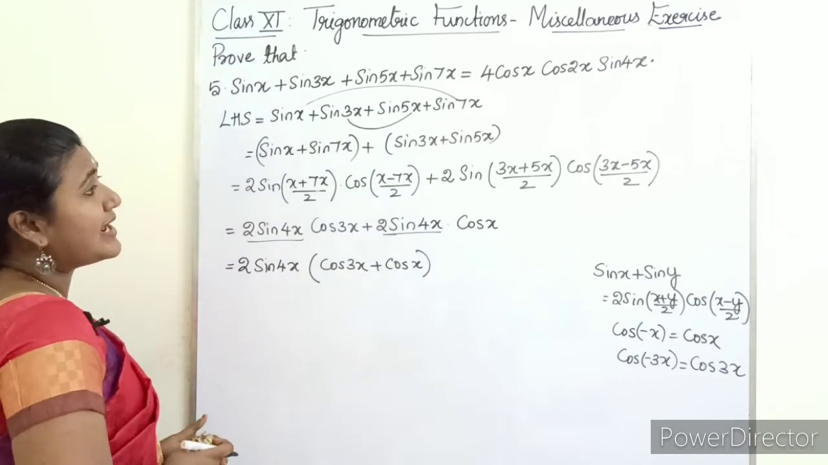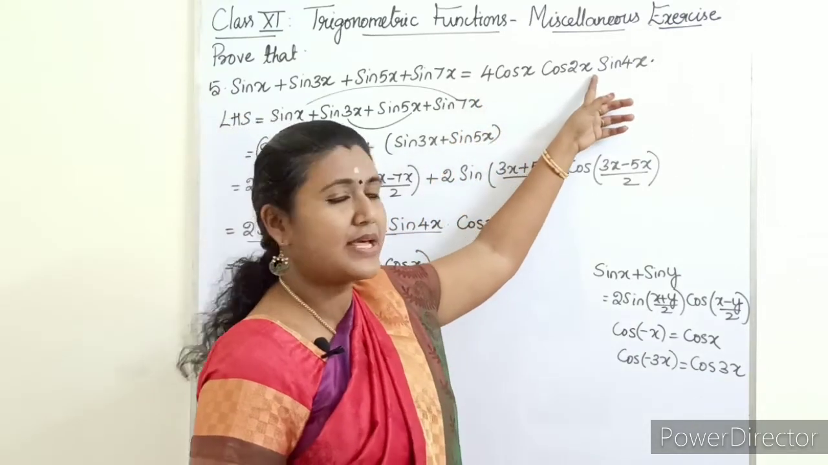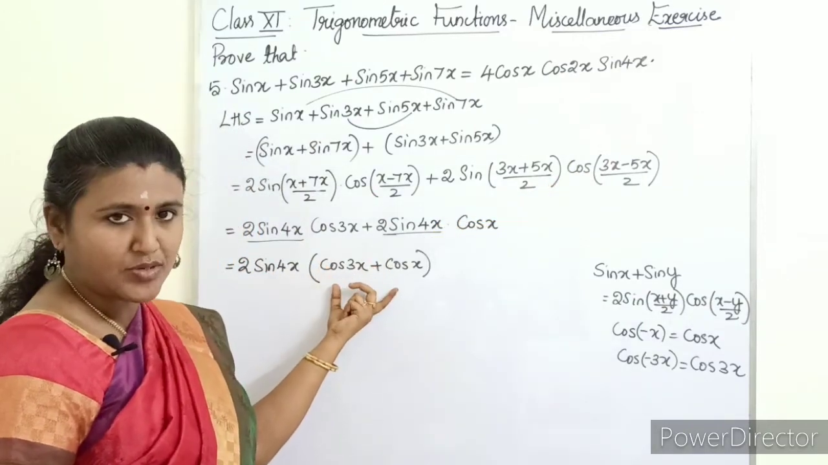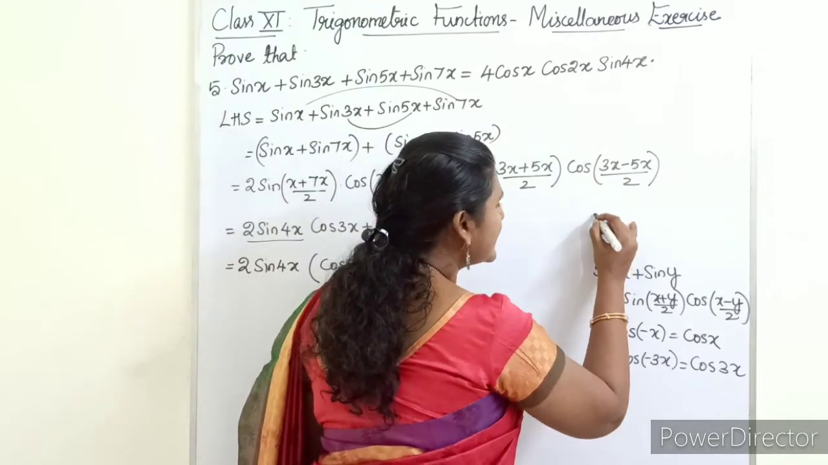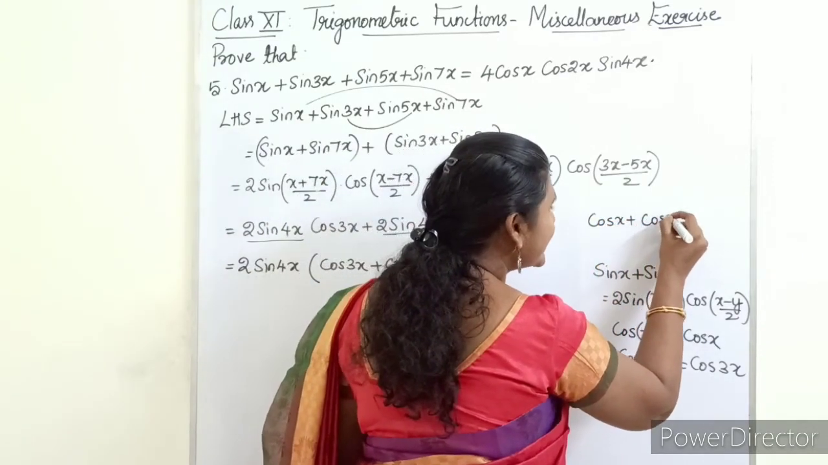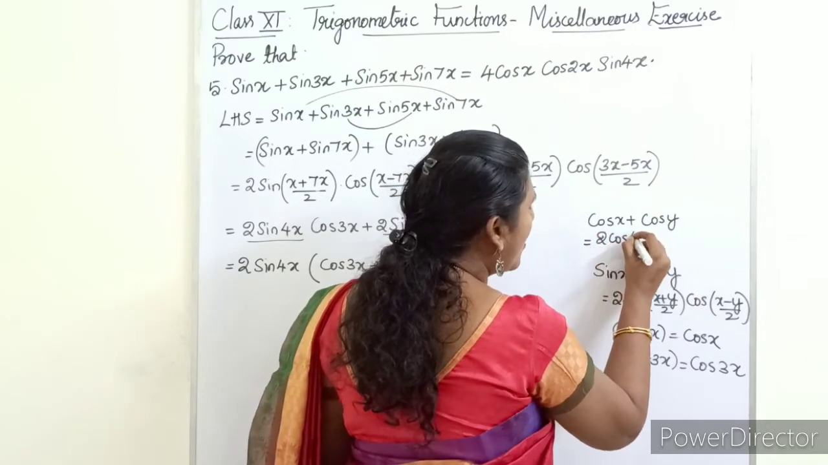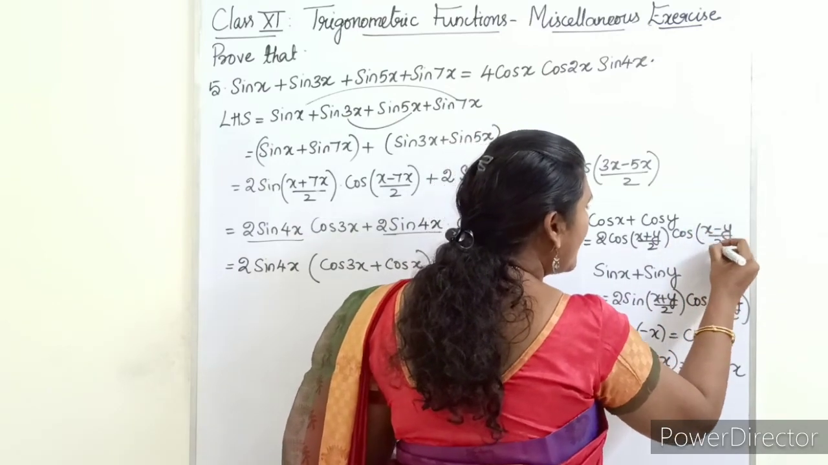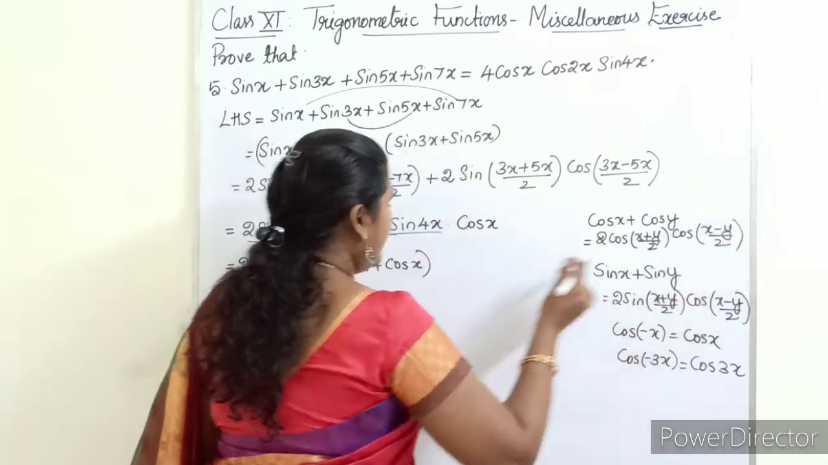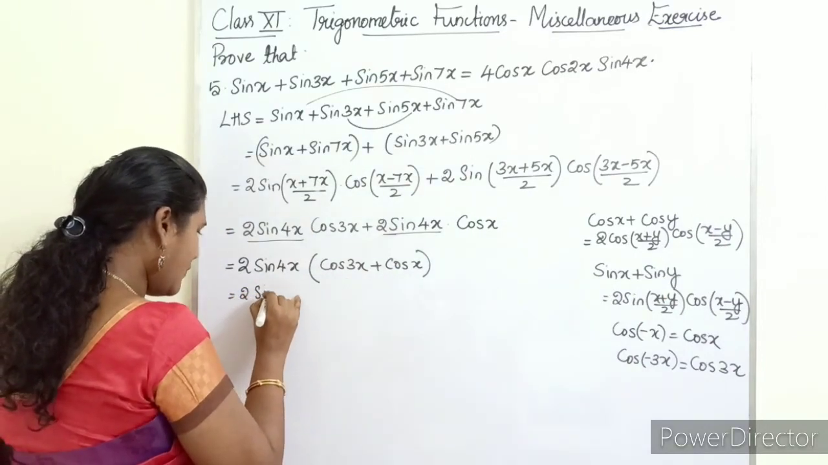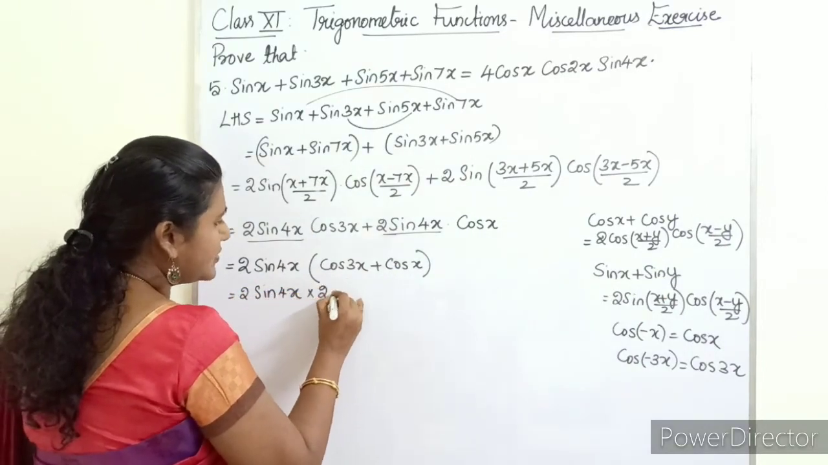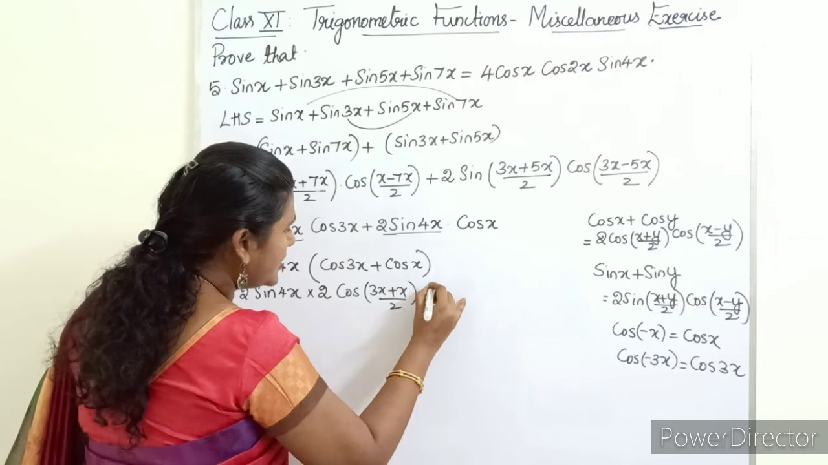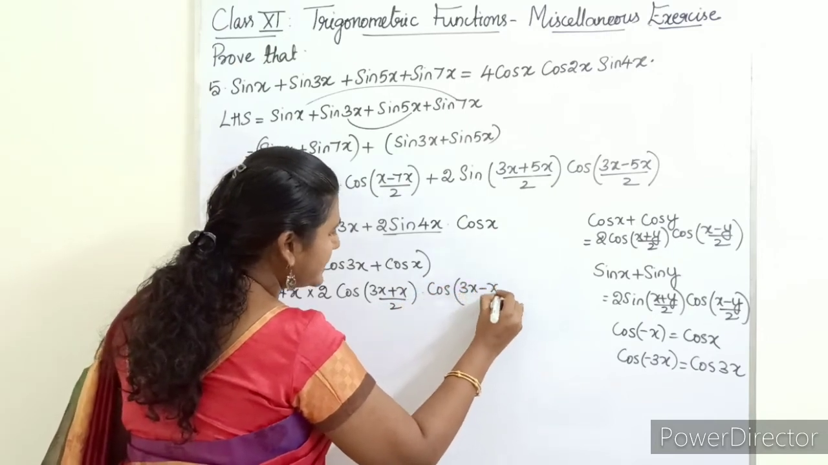Again if you see our answer, in our answer we have only multiplication, there is no addition symbol. So we have to change this expression also using the formula cos x plus cos y. So what is the formula? Cos x plus cos y equal to 2 cos (x plus y) by 2 into cos (x minus y) by 2. So we are going to use this formula now here. So 2 sin 4x into 2 cos (3x plus x) by 2 into cos (3x minus x) by 2.